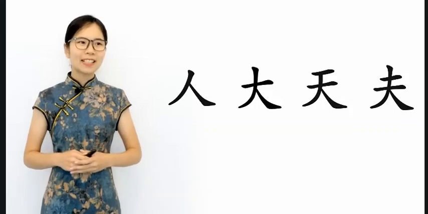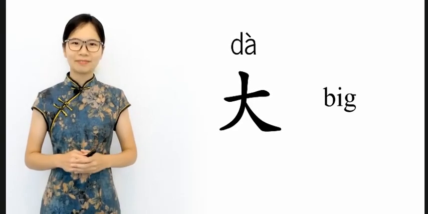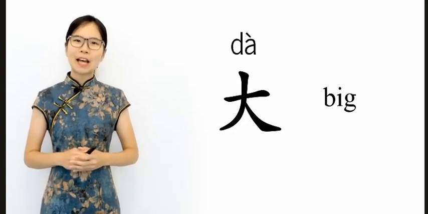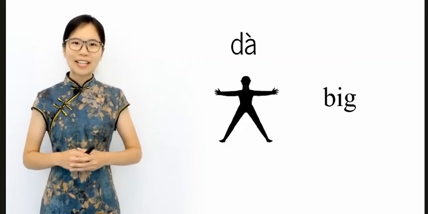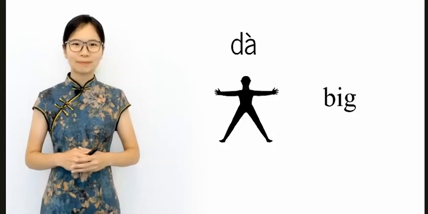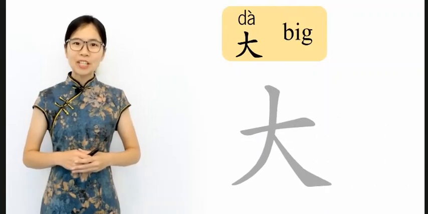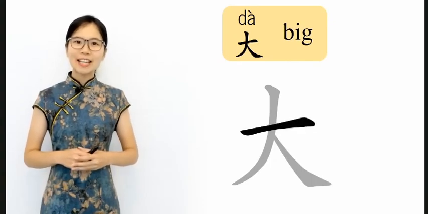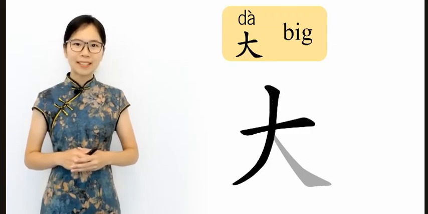Our next character is 大, which means big. For this character, you can imagine a person standing with their legs and arms spread wide, trying to look as big as possible. 大 is written using three strokes. First comes the horizontal line. Then, just like with 人, we have a big downward stroke to the left and a shorter downward stroke to the right.